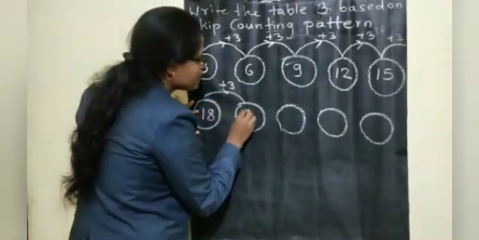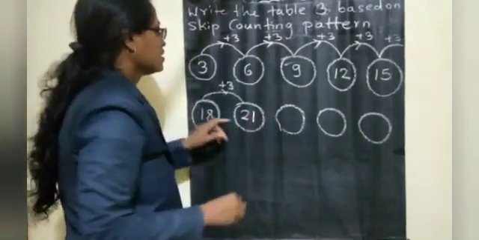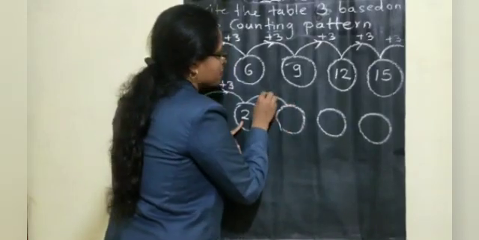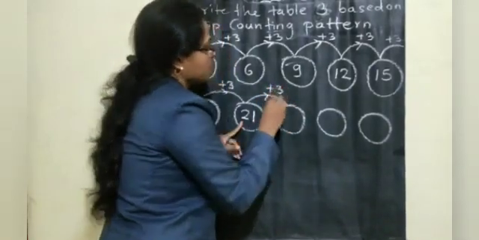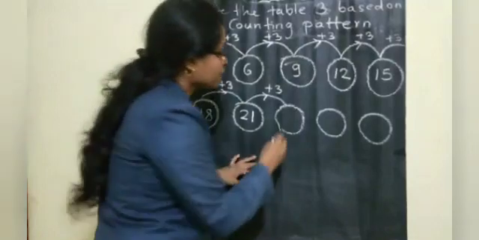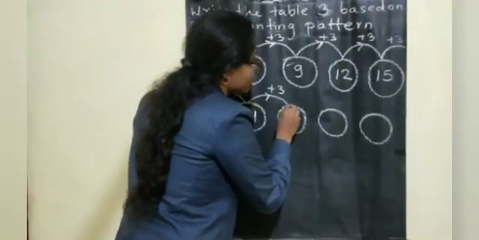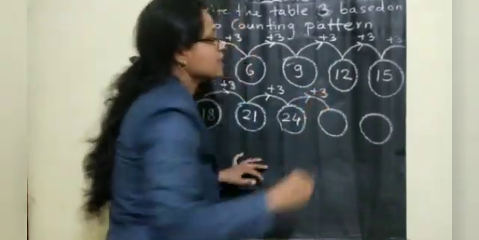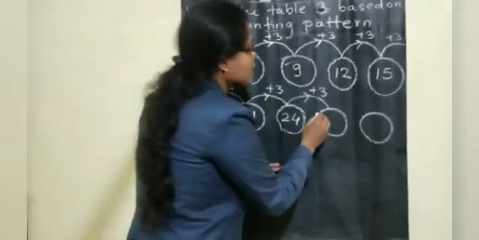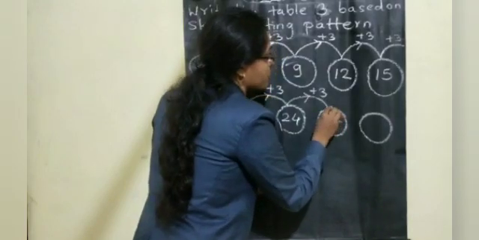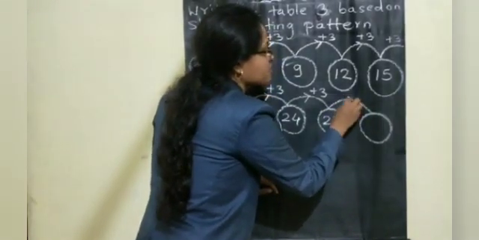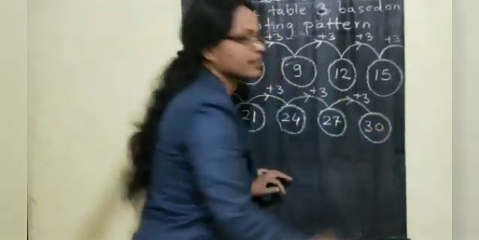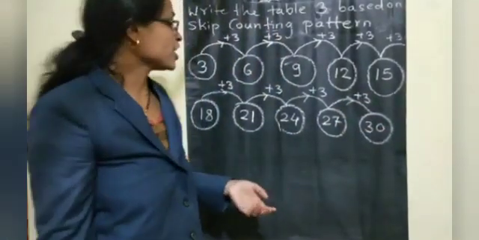18 plus 3 is 21. Now from that 21 again we are moving to the next number by adding how much? 3. 21 plus 3 is 24. Again from that 24 you have to move to the next place by adding plus 3. 24 plus 3 is 27. And from 27 again you have to move to the next number by adding plus 3, and here we will get 30. Understanding? If you want you can check your table.